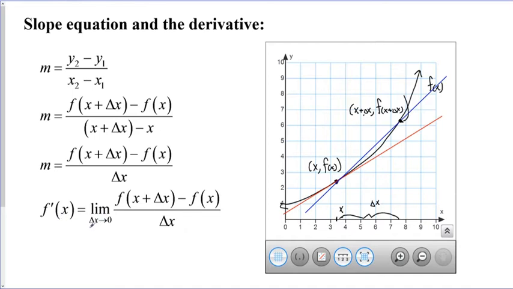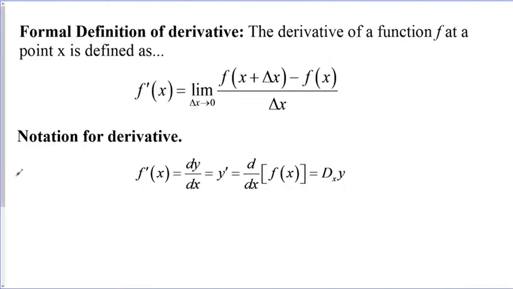And we can use the equation of the first derivative to calculate the slope of the tangent line at a given point. So there's my formal definition. Definition of derivative: the derivative of a function f at a point x is defined as that limit definition, and you need to memorize that.